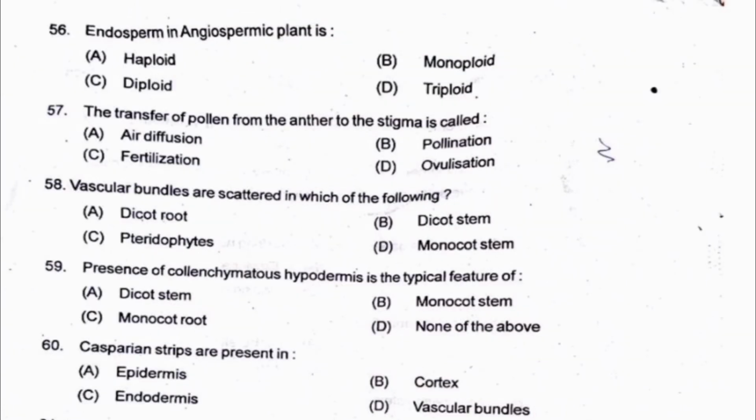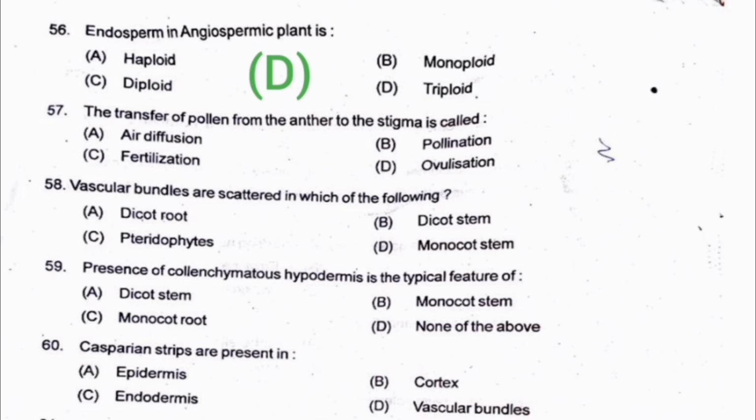Next, question number 56. Endosperm in angiospermic plants is: option A, haploid; option B, monoploid; option C, diploid; option D, triploid. So, endosperm is formed during double fertilization. It is triploid because it is formed when one of the two sperm, which is haploid, enters the embryo sac and fuses with two polar nuclei. Each polar nucleus is also haploid. So, the endosperm formed is triploid. So, the correct answer is option D.